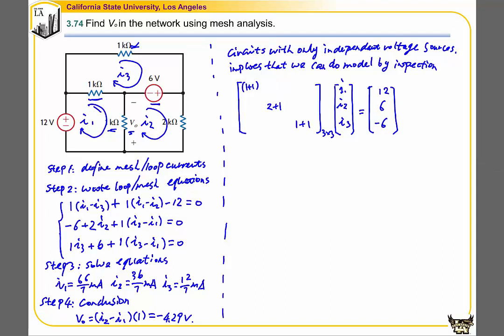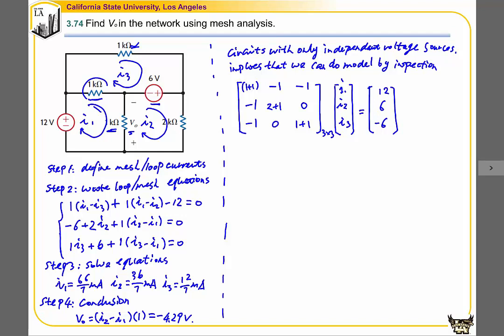The off-diagonal entries are the shared resistance between the meshes with a negative sign. Between mesh 1 and 2, there's a resistor that is shared, which is 1K, so a negative 1 over here. And between 1 and 3, there is a shared resistance of this 1K, so that is a negative 1. Between 2 and 3, there are no shared resistors, so we have 0. And since the matrix is symmetric, we can also get the other entries, this negative 1 and 0.